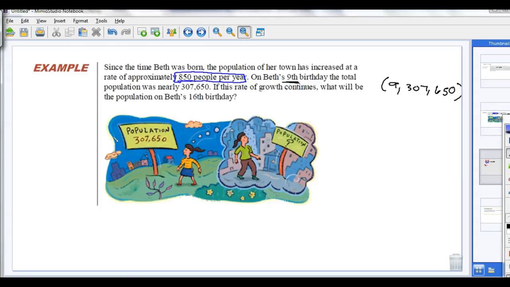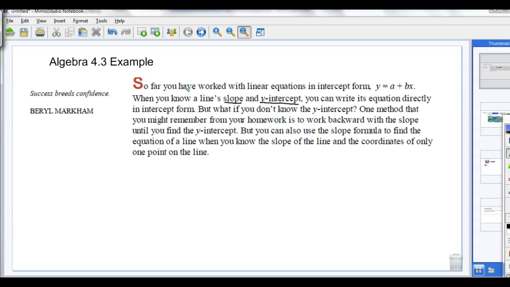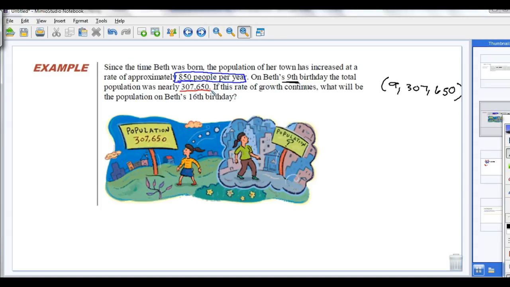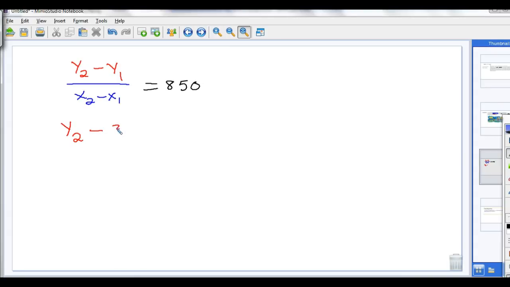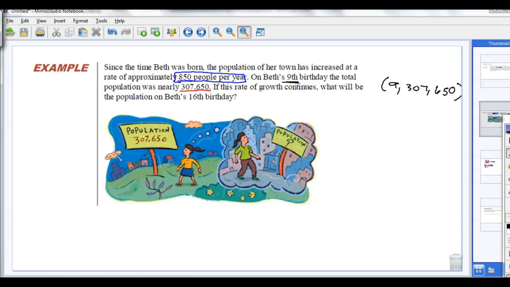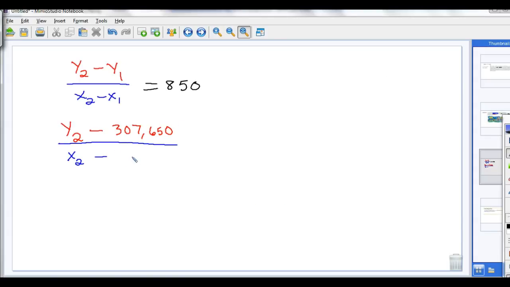But I do know that my y value is how many people there are, because the top number is the y value, and that's going to be people. So I'm going to take 307,650. It's going to be y2 minus 307,650, and we can divide that by x2 minus, and what is our x value? Well, that's going to be 9. And we know that whole thing is going to equal 850, because that is going to be our slope.